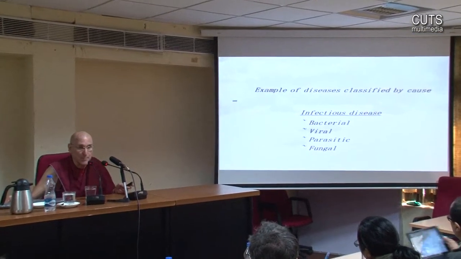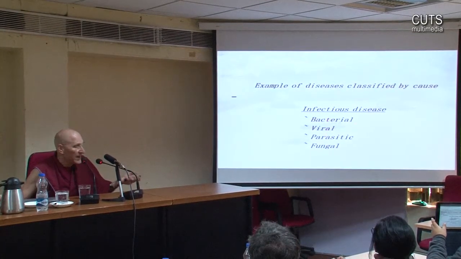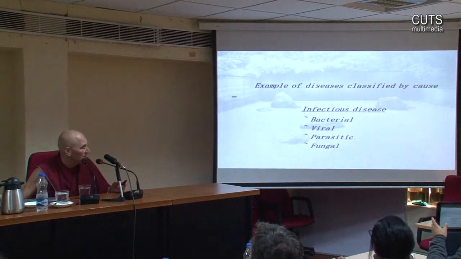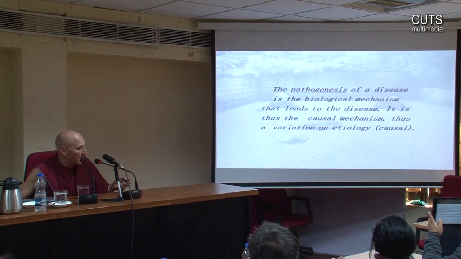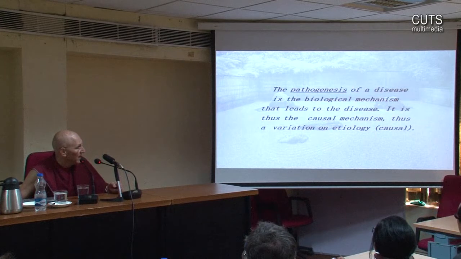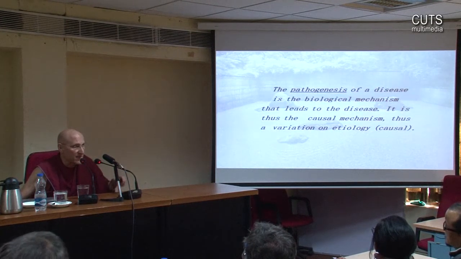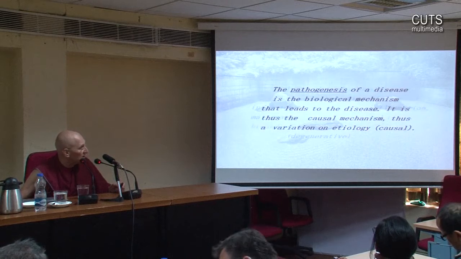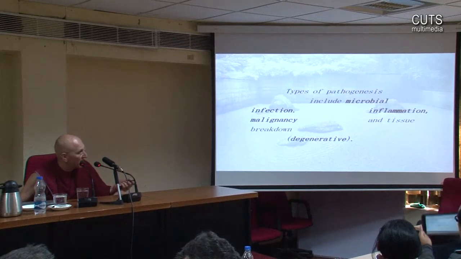And here's an example by cause of infectious disease, the different organisms. You have this in your handout. You all know this. I'm going to move quick. Pathogenesis, we talked about this biological mechanism, in other words, the process of causing a disease. We can classify diseases based on pathogenesis, and we talked about different categories of pathogenesis.